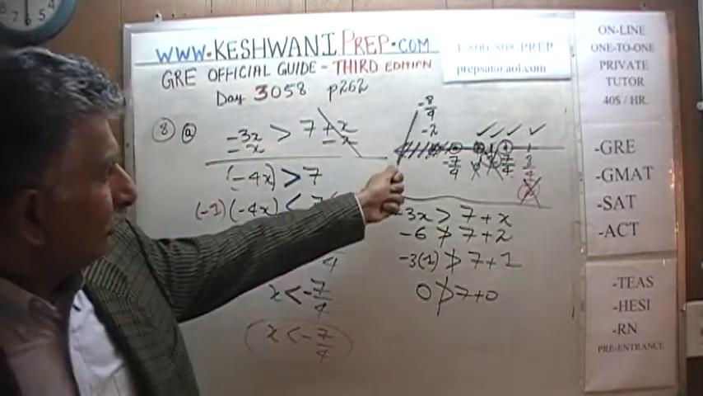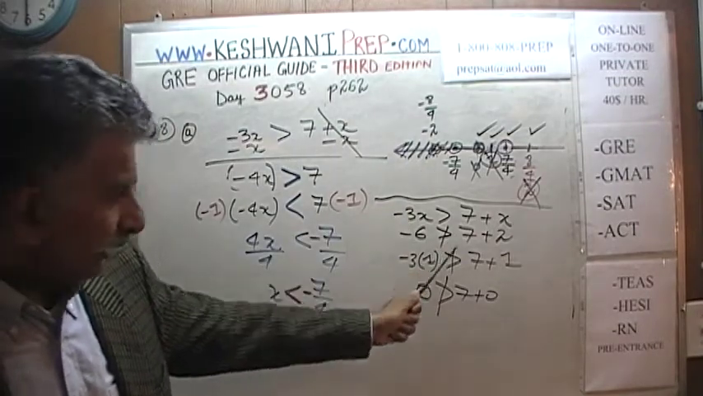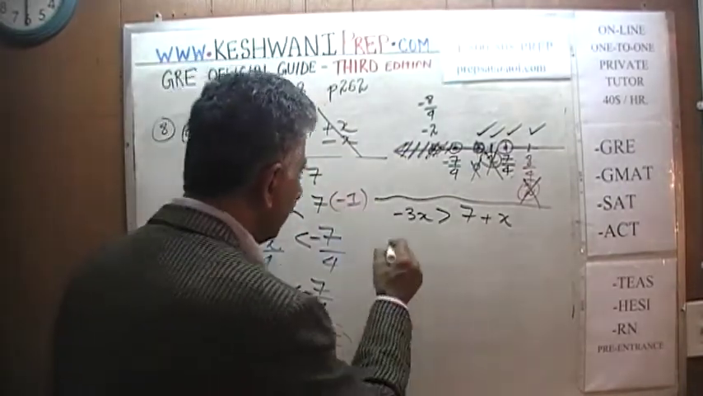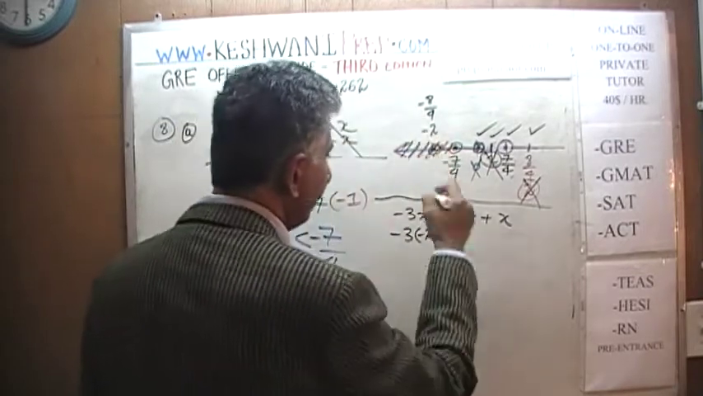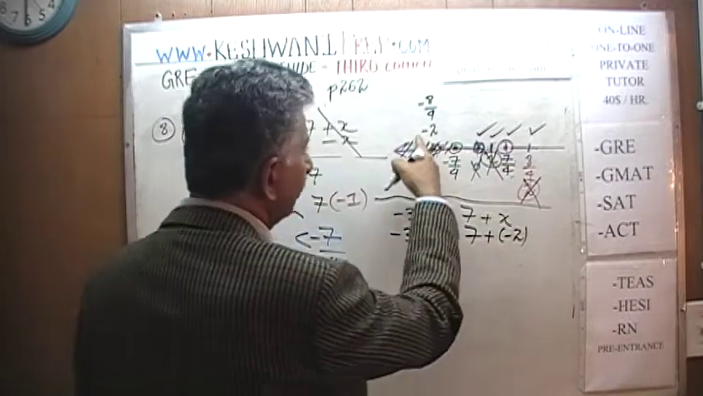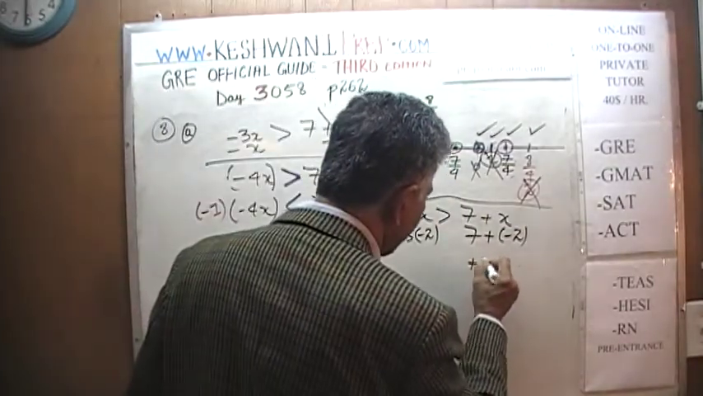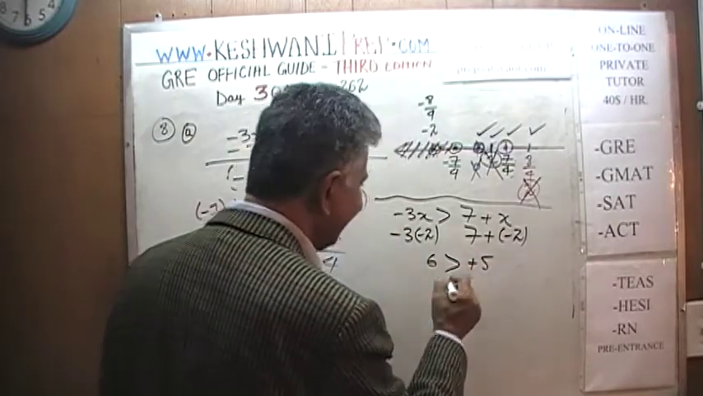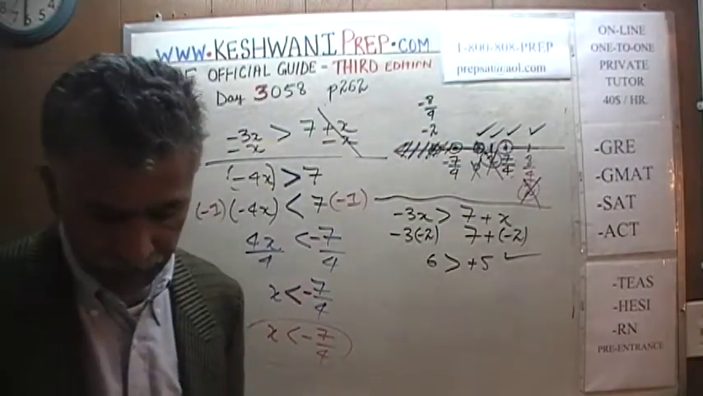If you put in negative 2, negative 2 should work. And now that we have the correct inequality, it should work. Let's do it here, negative 2. Boy, this takes a long time. Negative 3 times negative 2, which is what this is. And it has to be greater than 7 plus a negative 2, because x, we are saying, is negative 2. 7 plus a negative 2 is positive 5. And negative 3 times negative 2 is 6. And 6 is indeed greater than 5. You see, it works out.